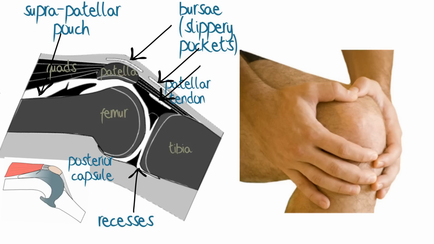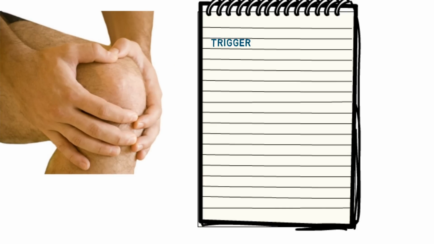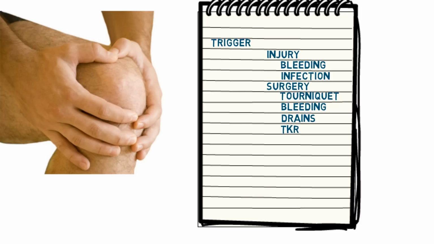So what actually is arthrofibrosis all about? Well, firstly, there's usually some kind of trigger, like an injury, very often with bleeding or infection or both inside the knee. Another trigger can be surgery, particularly surgery that affects the kneecap mechanism. Surgery with the use of a tourniquet, complicated by postoperative bleeding inside the knee requiring drains, should be a heads-up for the potential for triggering arthrofibrosis. Total knee replacement surgery is a big culprit.